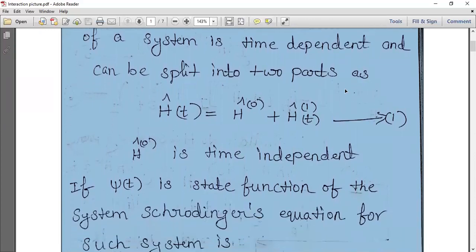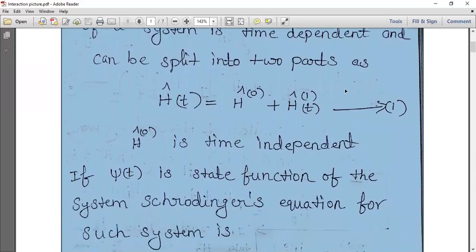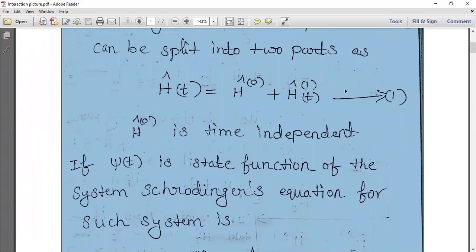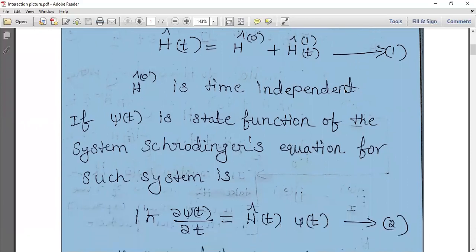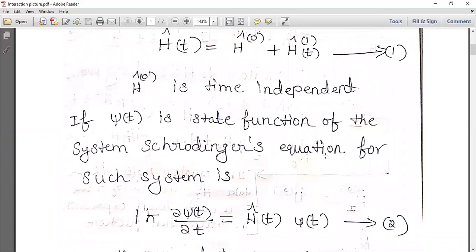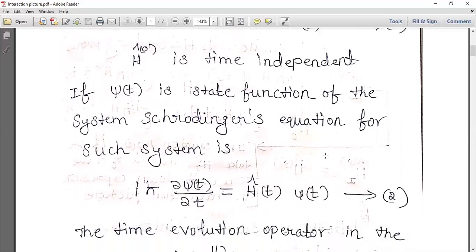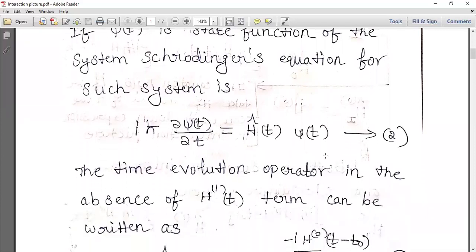If psi of t is a state vector, a state function of the system, the Schrodinger equation for such a system is i h cross del psi of t by del t equal to H cap t acting on psi of t. When both the time dependent and time independent parts are there, we can write the Schrodinger equation in the interaction picture like this. This is called equation number 2.